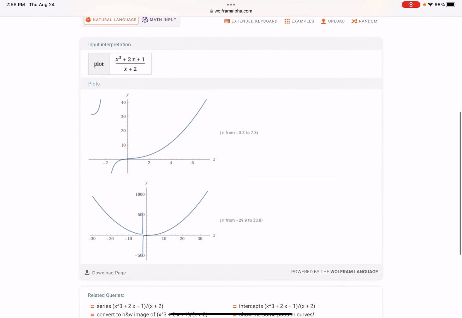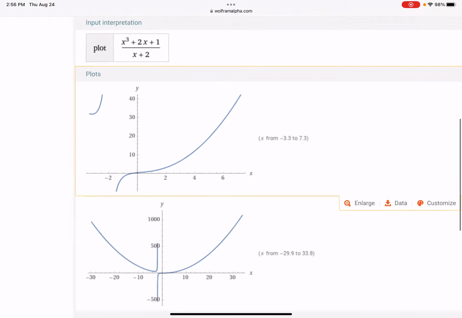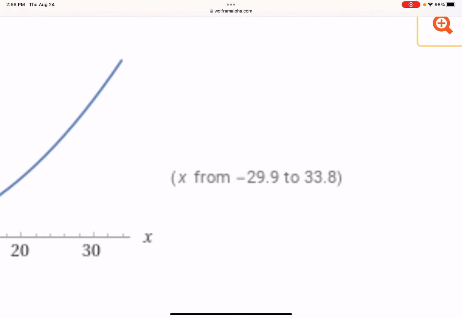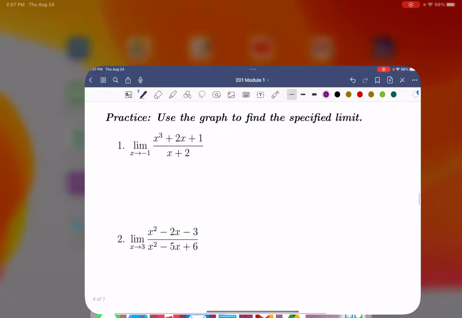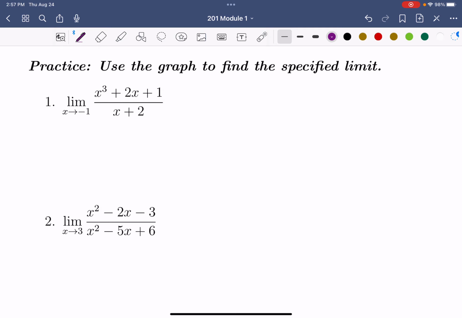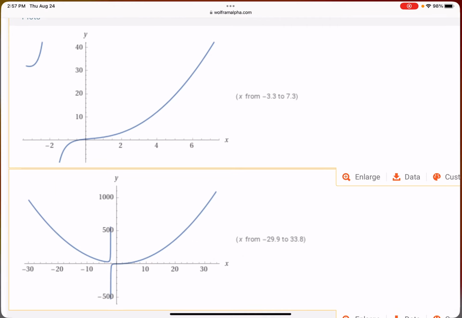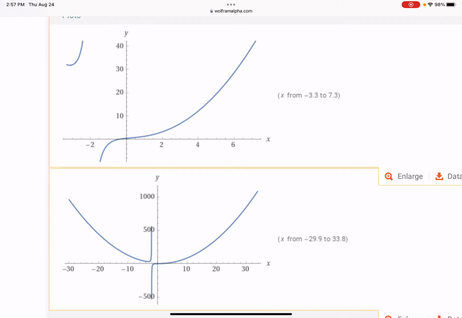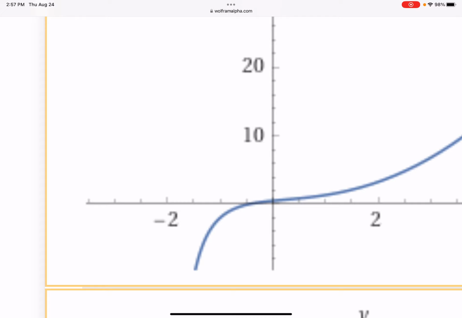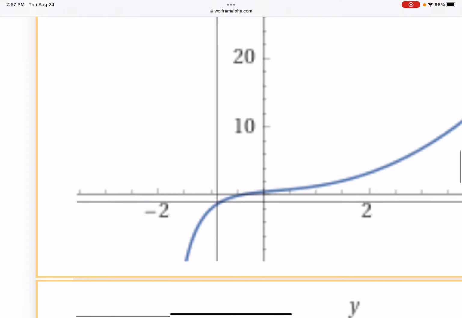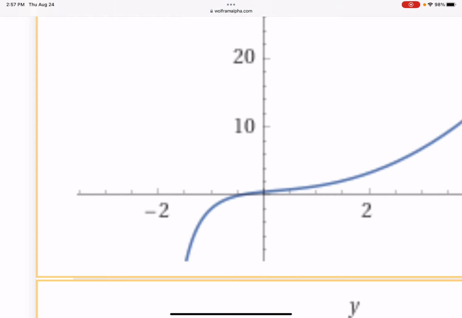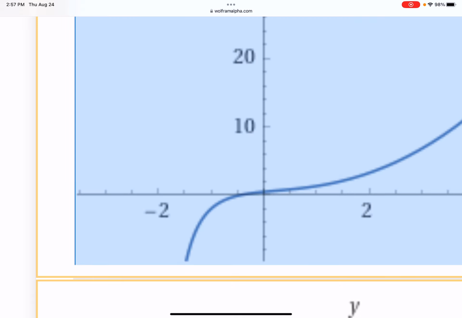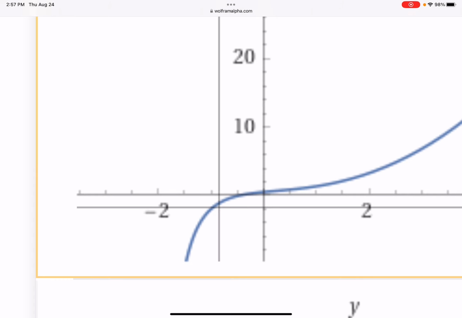And once you do, it's going to give you two different graphs. One zoomed in, right? Notice this is from -3 to 7.3. And this one's a little bit more zoomed out because it goes from about -30 to +30. But we want to know what happens when the limit approaches -1, right? It says the x goes to -1 of this function. So that means I want to go to where -1 is. So -1 is right here-ish, if I can get it to pick the spot. Nope, it won't let me do it. There we go. That's close enough.